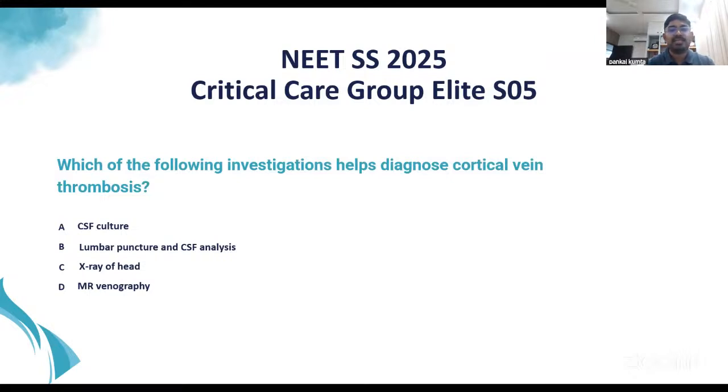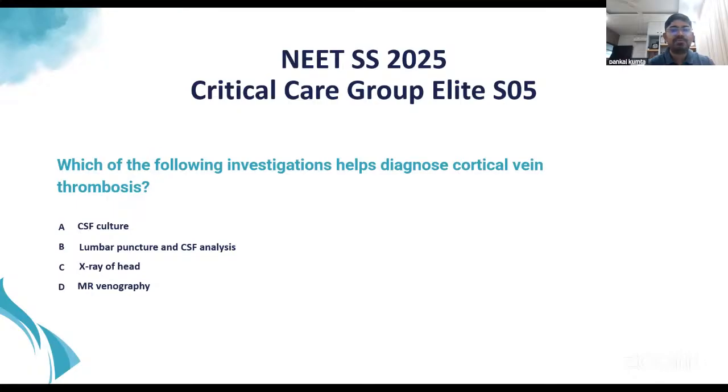Next is, which of the following investigations can help in diagnosing cortical vein thrombosis? Now, this is an important complication you will see. And the options were CSF culture, lumbar puncture and CSF analysis, X-ray of the head, and MR venography. So the answer is D, that is the MR venography.